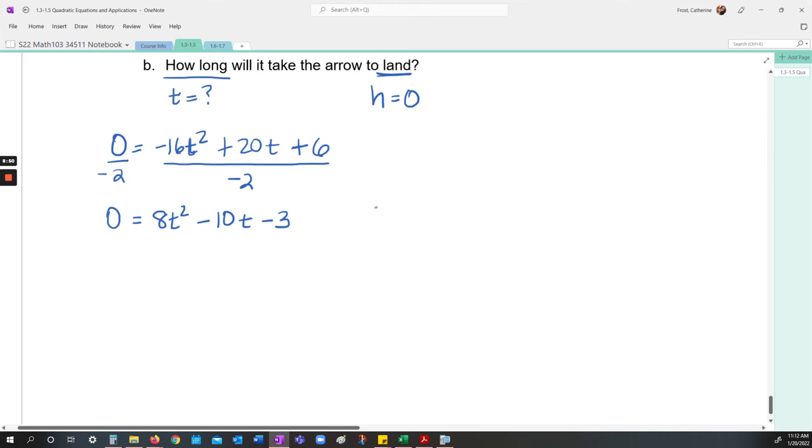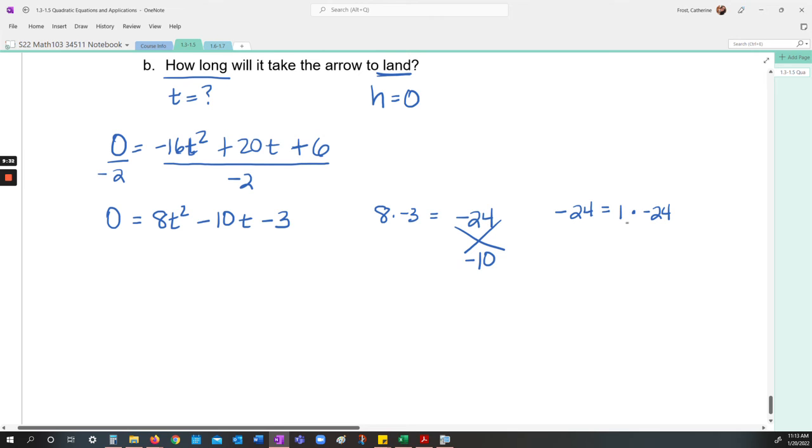AC. So A times C would be 8 times negative 3, or negative 24. And I want two numbers then that multiply to negative 24 and add to negative 10. So since my product is negative, the two numbers are going to be opposite signs. Since my sum is also negative, the larger of my magic numbers is going to be negative. Okay, so when I'm listing out factors of 24, negative 24, I'm going to keep the negative on the larger factor. So for example, 1 times 24, I'm going to make it 1 and negative 24.